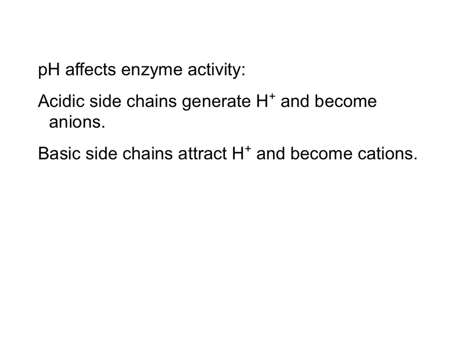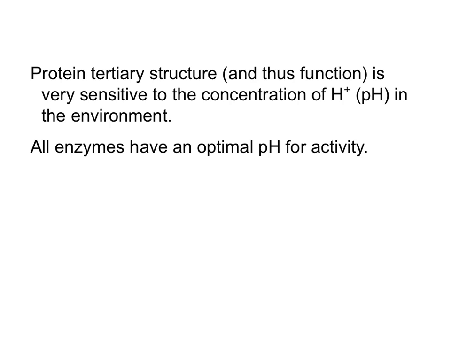Other ways that enzyme reactions can be affected, as we talked back in the macromolecule units, include pH. Acidic side chains generate hydrogen ions and become anions. Basic side chains attract hydrogen ions and become cations. In this case, that protein tertiary structure, and thus its function, is very sensitive to the concentration of hydrogen ion, or the pH, in the environment. All enzymes have an optimal pH for activity.